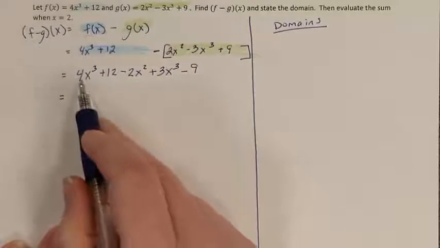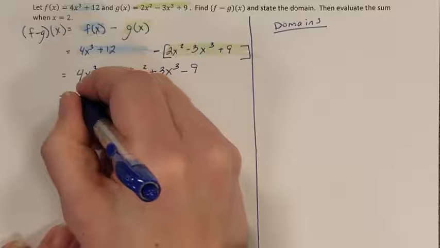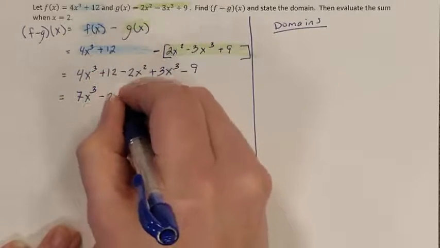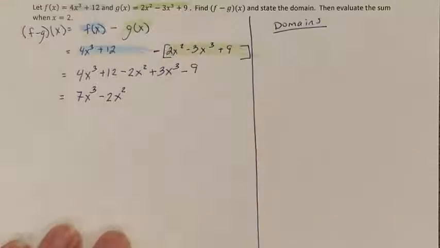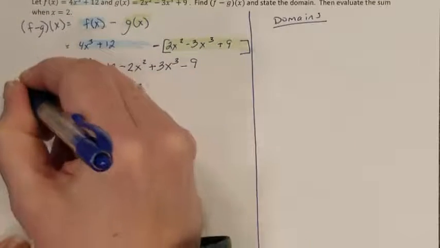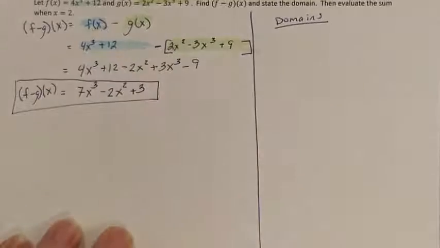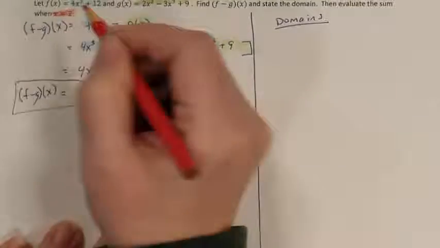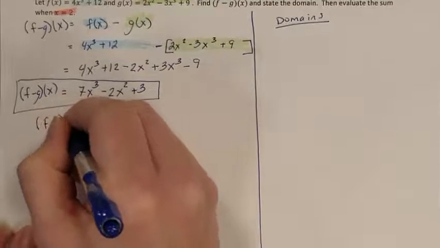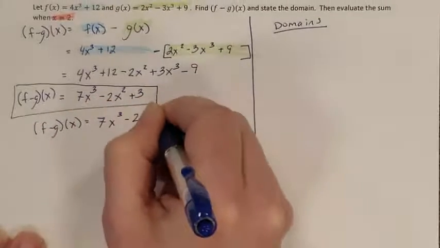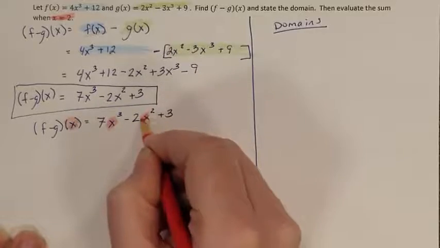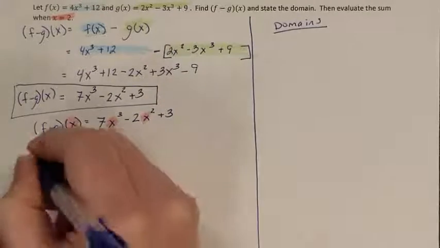Combining like terms, thirds only go with thirds, so 4 plus 3 is 7. Squareds only go with squareds, and constants only go with constants. So this is my entire f minus g of x rule. But I'm now being asked to evaluate when x equals 2. So here's my entire f minus g of x rule, and I am being asked to replace all of these x's with a 2 and evaluate.